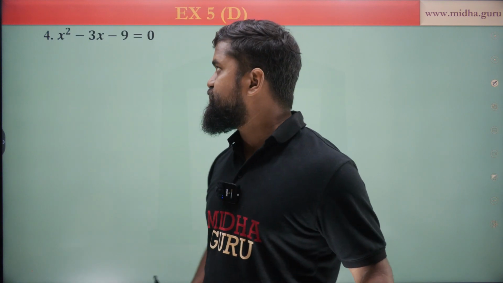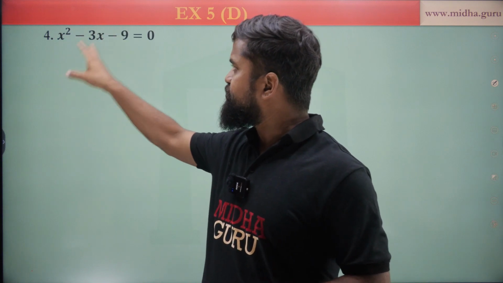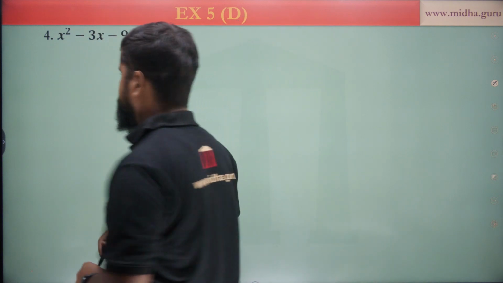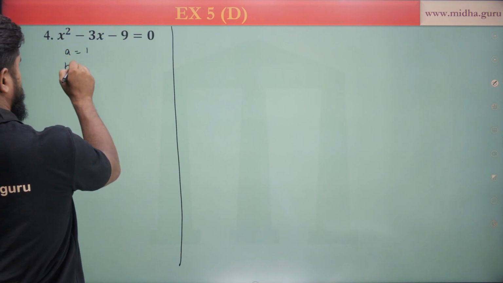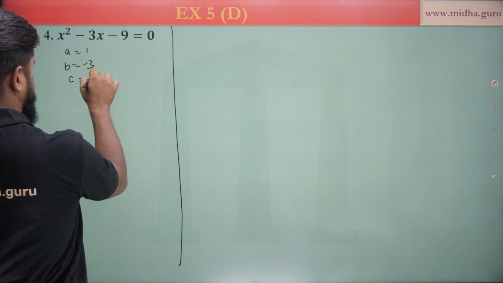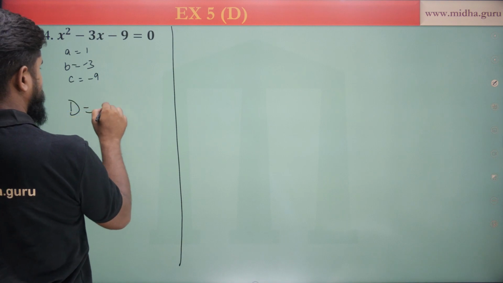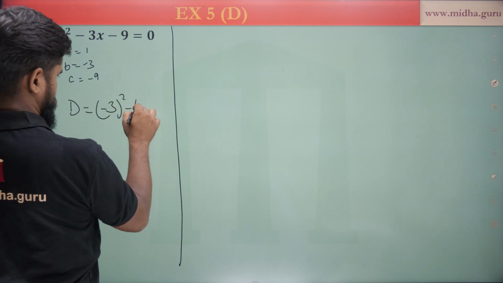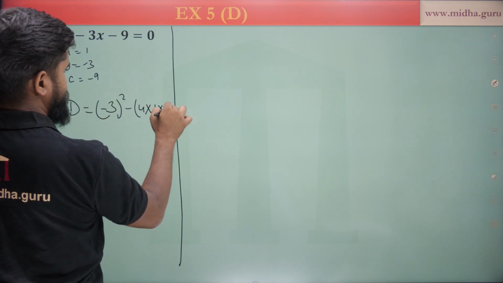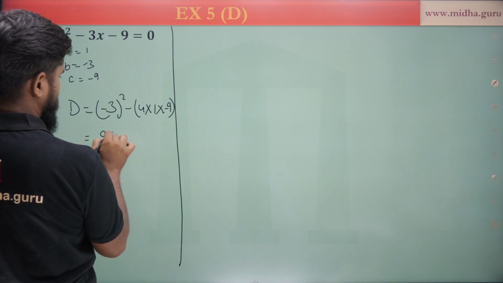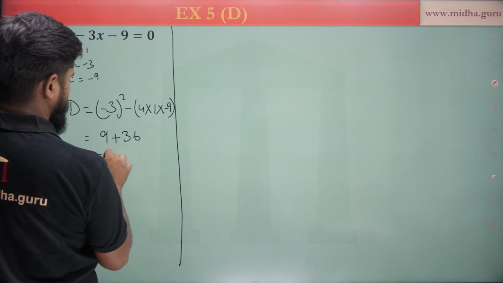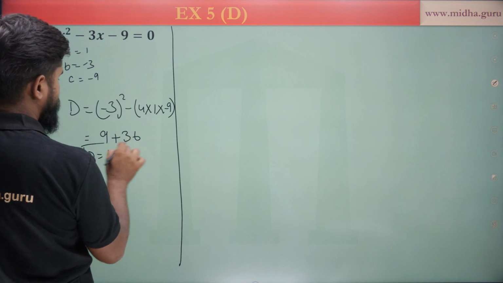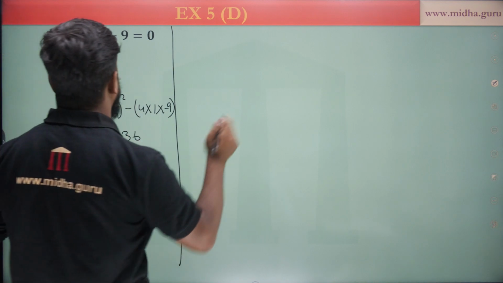Moving on to the next equation, we have x square minus 3x minus 9 is equal to 0. So a is equal to 1, b is minus 3, and c is minus 9. So the discriminant is b squared minus 4 times a, c. So this is 9 and minus minus becomes plus. 4 into 9 becomes 36. So this is equal to 45. So the discriminant is 45.